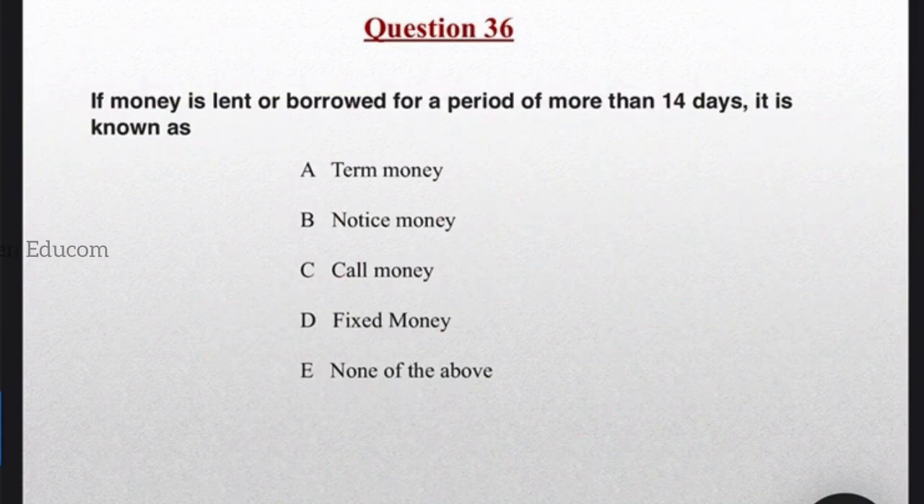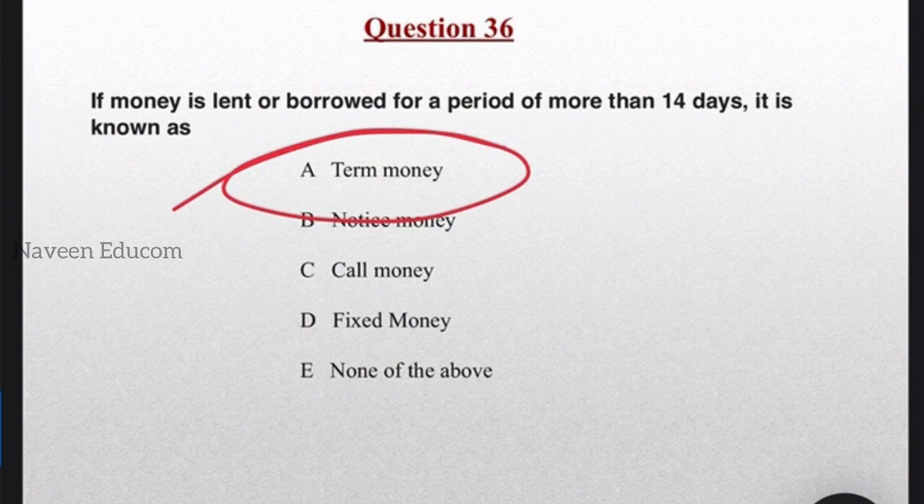So let's go to the next question. If money is lent or borrowed for a period of more than 14 days, it is known as, students, term money.